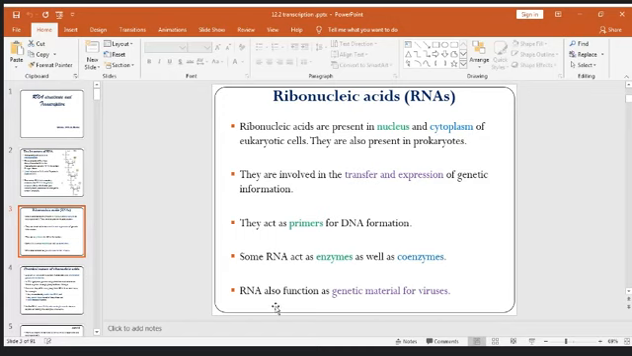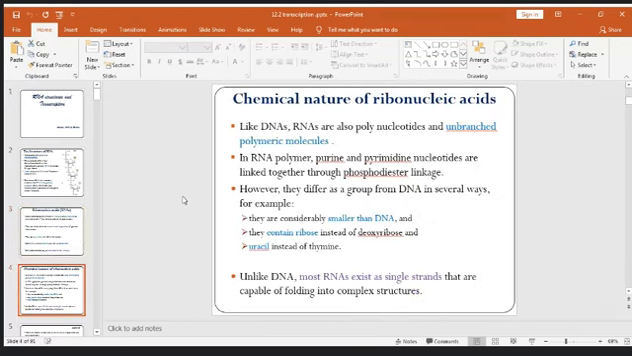The other one, RNA also functions as genetic material for viruses, including HIV. Nowadays it's COVID also. It's an RNA virus. When you see the chemical nature of the ribonucleic acids, such like that of the DNAs, RNAs are also polynucleotides and unbranched polymeric molecules. And in the RNA polymer, there are purines and pyrimidines, of course, and the nucleotides are linked together through phosphodiester linkage. As we said, the RNA is a single strand.